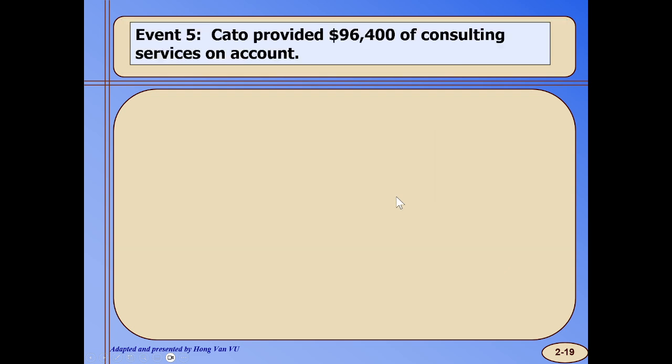Now look at another transaction. For event number 5, Cato provided 96,400 of consulting service to its client, but no cash has been collected.